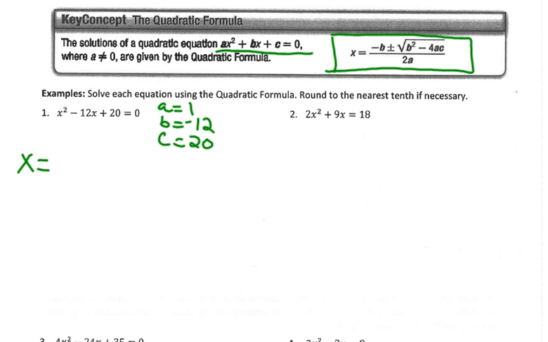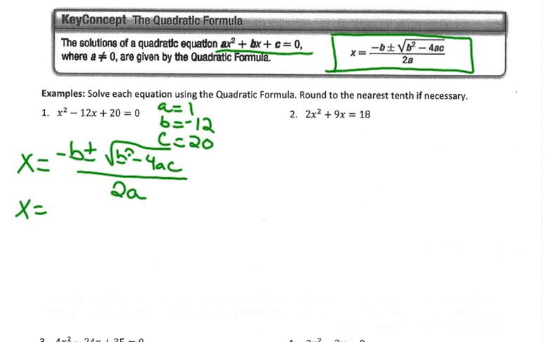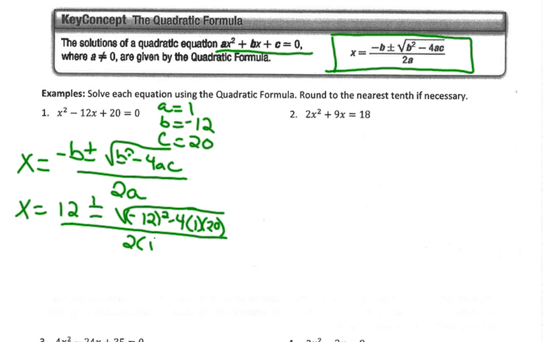And whenever we use a formula, we're always going to start by writing our formula down. So negative b plus or minus the square root of b squared minus 4ac all over 2a. Now we're going to go through and fill in our parts. So if it says negative b and b is already negative, then that's going to be 12 plus or minus negative 12 in parentheses squared minus 4 times 1 times 20 all over 2 times 1.